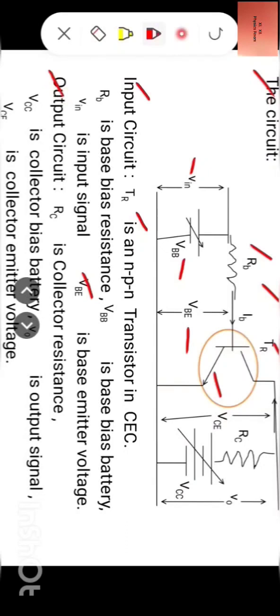Now we take up output circuit. RC is collector resistance. VCC is collector bias battery. VO is output signal and VCE is collector emitter voltage. So these are the names given to the various components of the circuit.